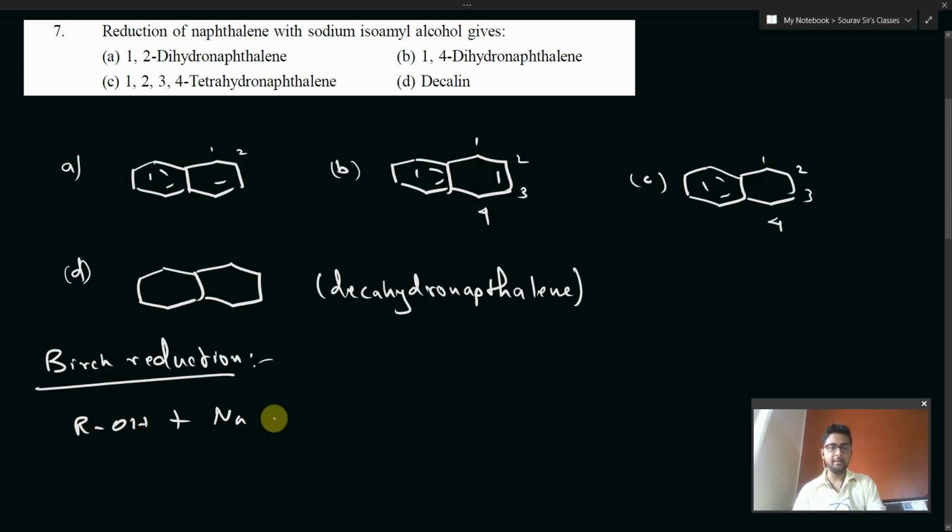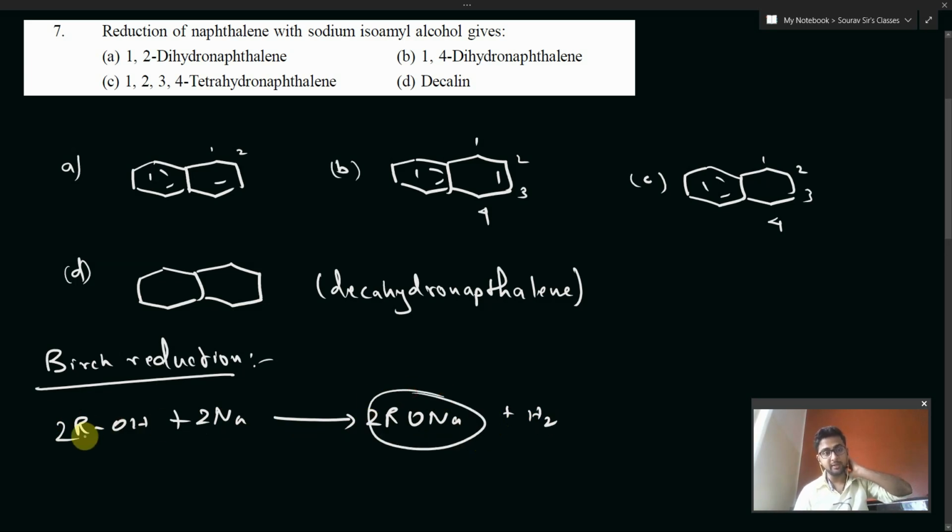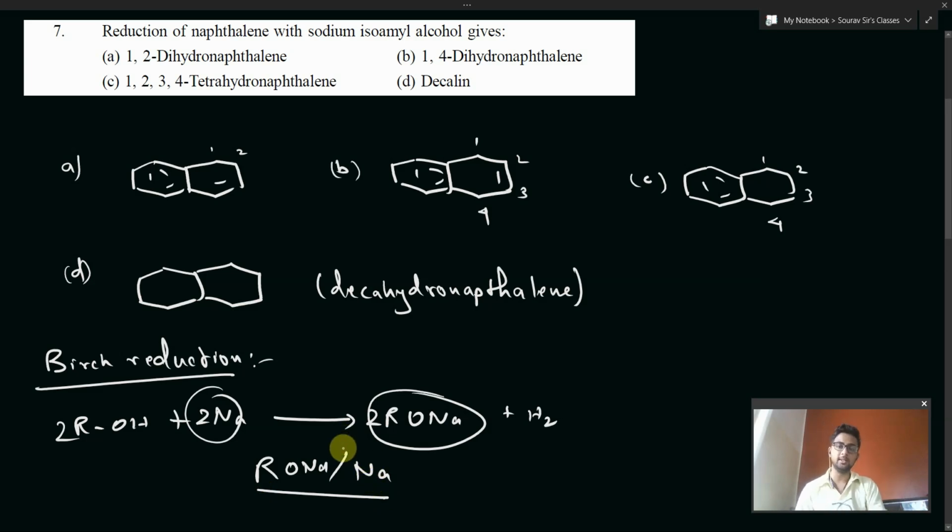This ROH reacts with sodium to give RONa and H2 if we take two molecules. Along with the Na atom, the basic reagent would be RONa and Na. So these two would be the combination taking part in the Birch reduction and performing the Birch reduction on a certain compound.